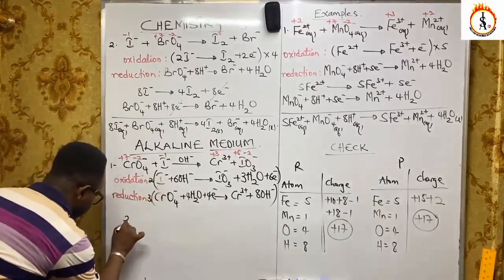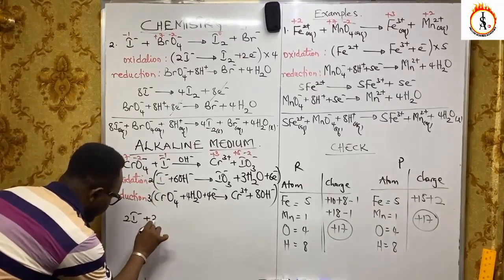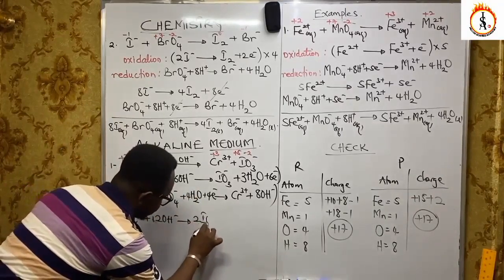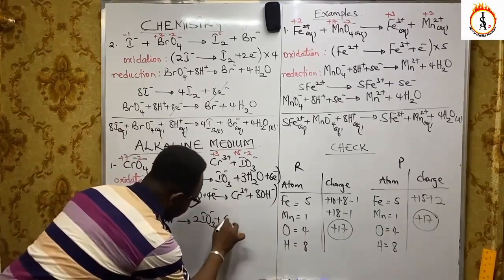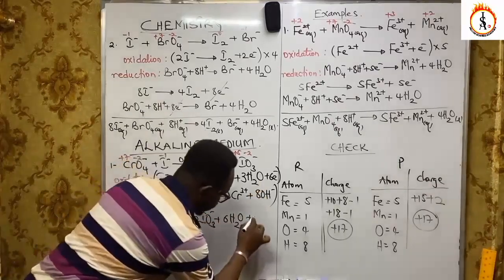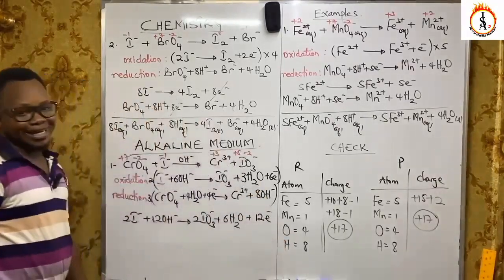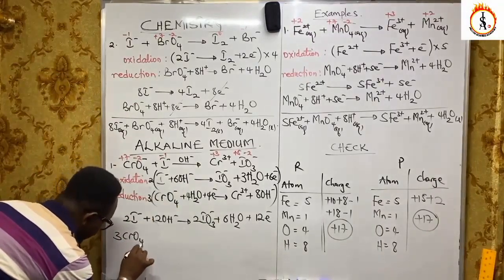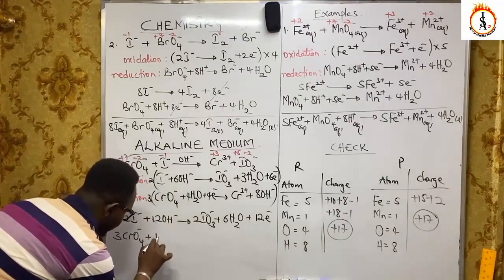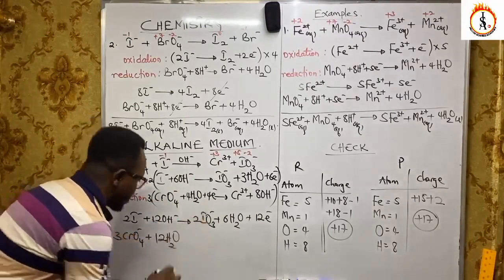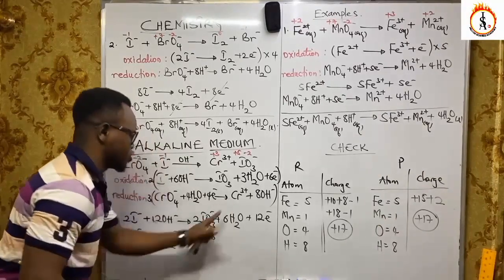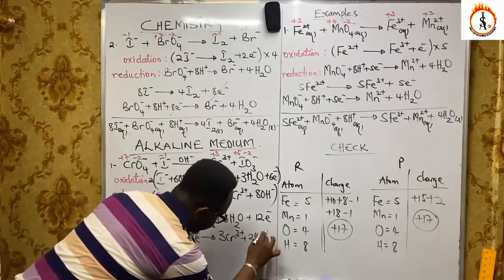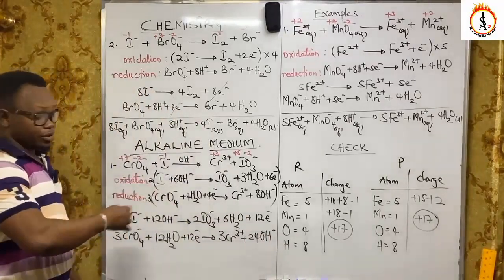So 2 multiplied by this will give us 2I⁻ plus 12 hydroxyl ions to produce 2 iodate ions plus 6 molecules of water plus 12 moles of electrons. So that is for the oxidation half. We come to the reduction half. So we have 3 tetraoxochromate(VII) ions plus 12 molecules of water plus 12 moles of electrons to give us 3 chromate ions plus 24 hydroxyl ions. So now we are going to add both equations together.